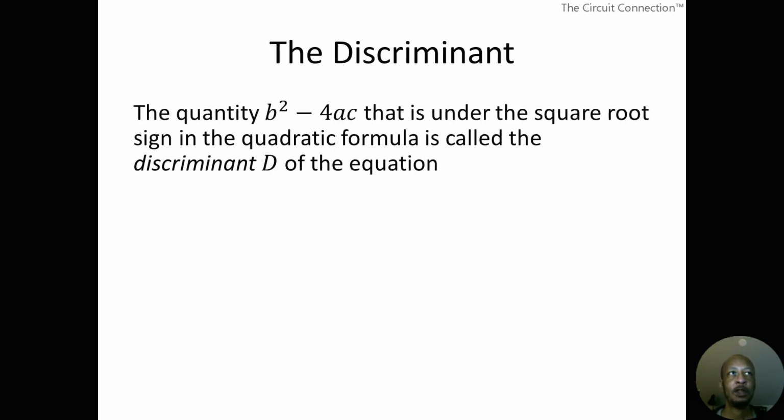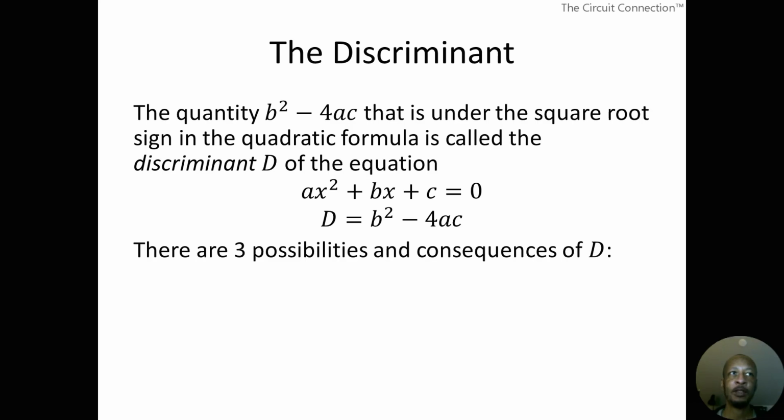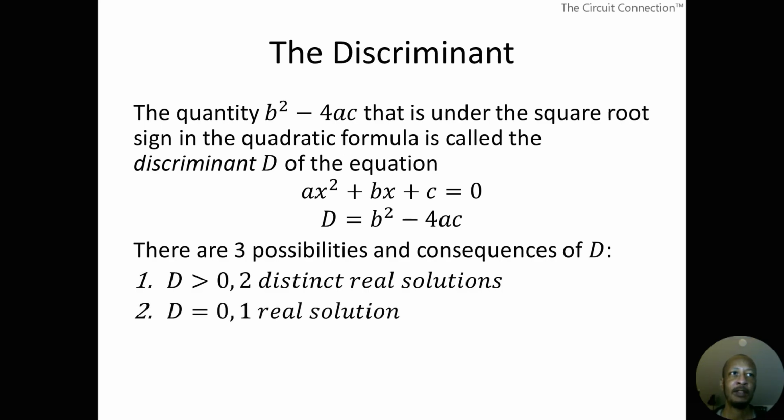So the discriminant, the quantity b squared minus 4ac that is under the square root sign in the quadratic formula, is called the discriminant d of the equation. It's under your square root sign. And so again, d equals b squared minus 4ac. Now we saw that there are three possibilities and consequences of d. Number one, d can be greater than 0, and the consequence of that is that you have two distinct real solutions. The second possibility is that d is equal to 0 and you have one real solution. Number 3, d can be less than 0. You have no real solution in that case.